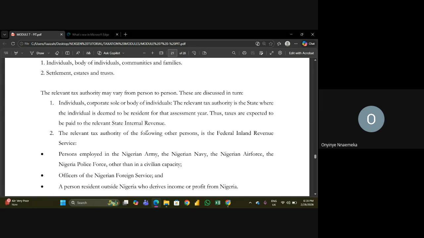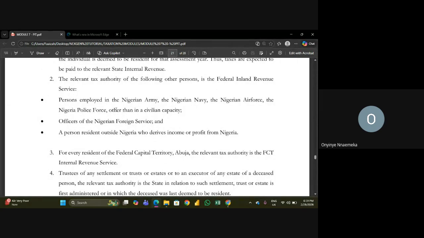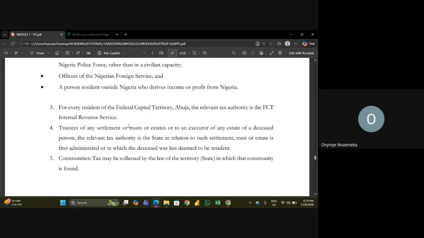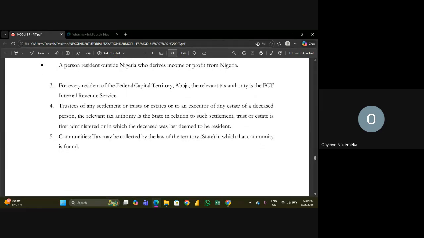For other persons, for these people that we're about to mention, their tax authority is the FIRS or the NRS. Persons employed in the Nigerian Army, that is Navy, Air Force, Police Force, other than in a civilian capacity. A non-resident that derives income from Nigeria will pay to FIRS. Every resident of FCT will pay to FCT IRS. For a trustee of any settlement or trust or estate, or executor of any estate, the relevant tax authority is the state that connects to your settlement, trust, or estate.